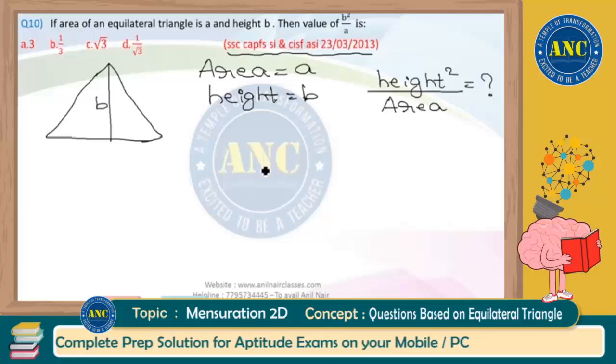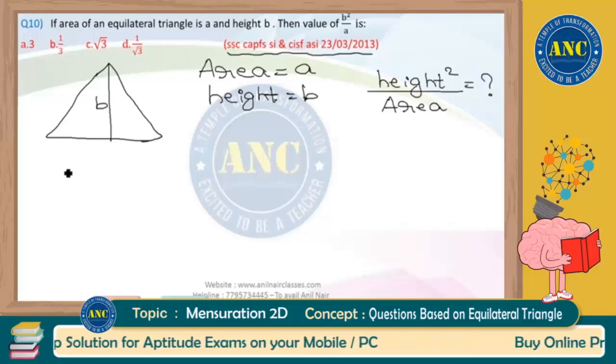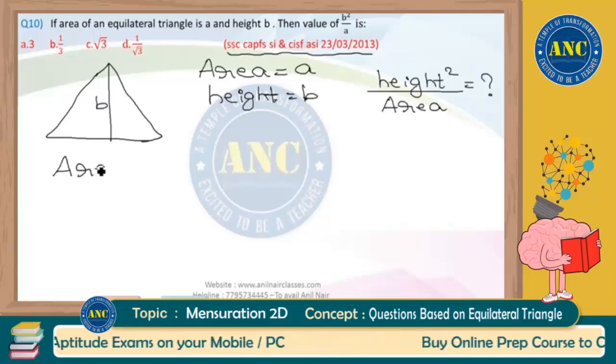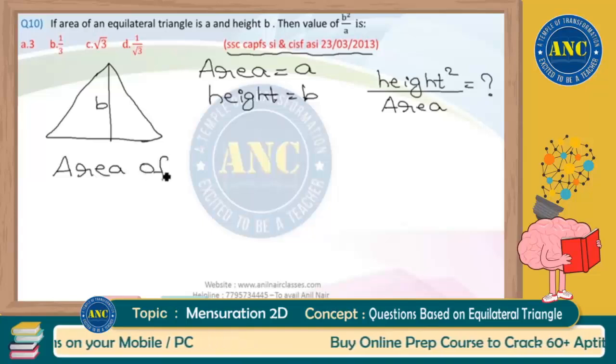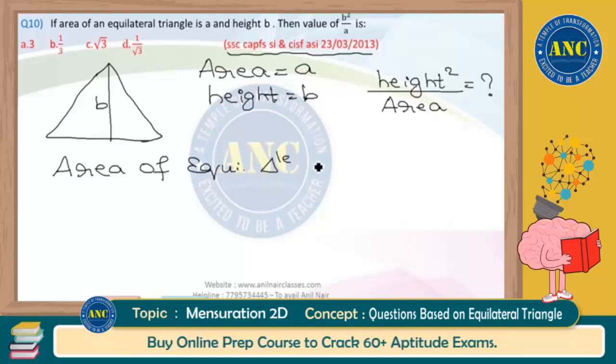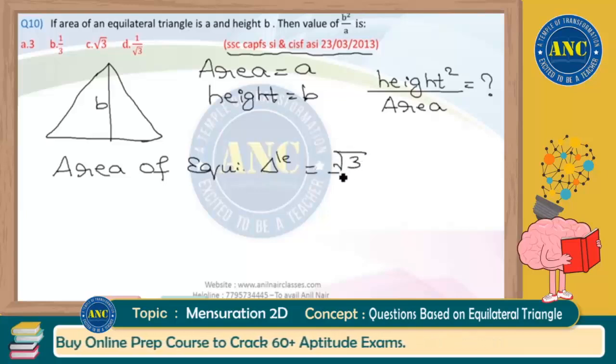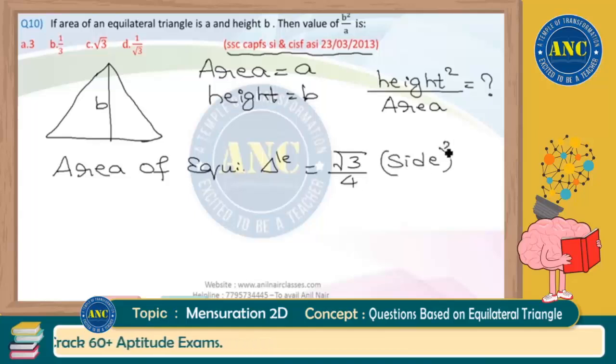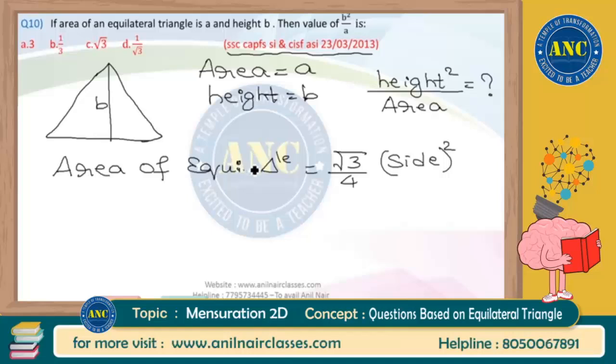Now see here, sir. First of all, it's an equilateral triangle. What is the general formula for the area of an equilateral triangle? It is root 3 by 4 into side square. I don't know the value of the side, so I will keep it as side itself. But in the question the area is given as a, small letter a.